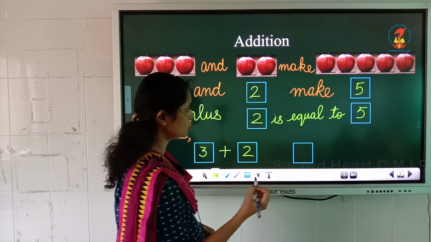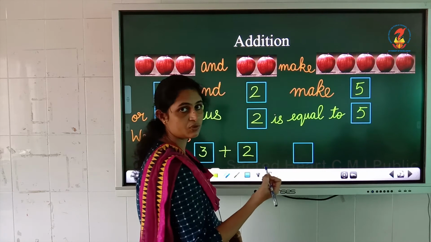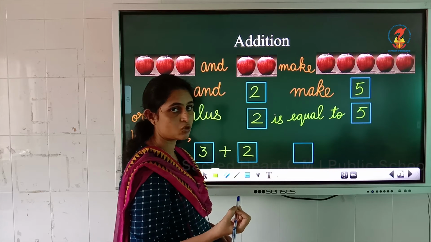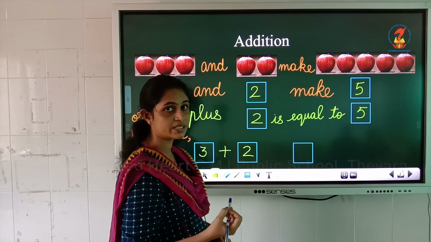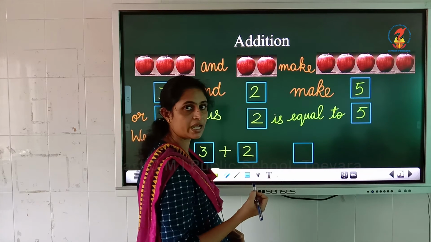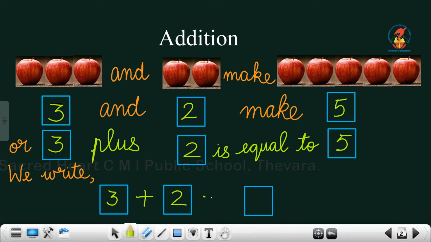Okay, and in the next box we can write the number 2. And as I told you last day, when you learned less than, greater than, equal to, you learned to write the sign equal to. How will we write equal to, children? One sleeping line, again one sleeping line, isn't it? So, this is your symbol for equal to. 3 plus 2 is equal to your answer, 5. Okay, is it clear to all? Now, we will check with some other examples.